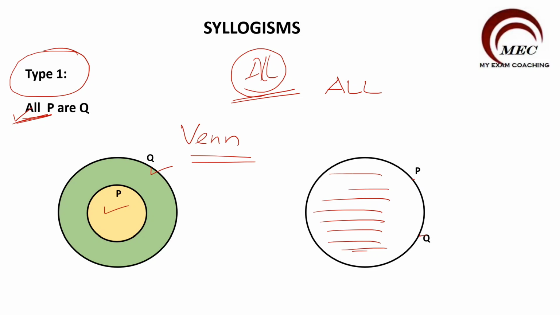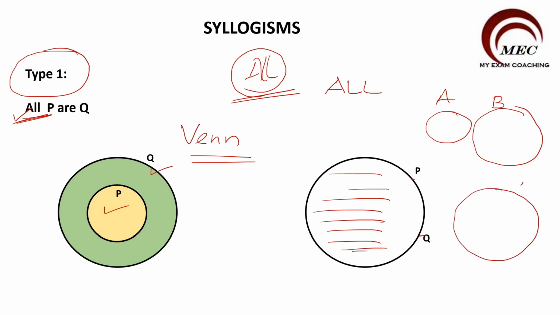For example, let me tell you, we have A and B. A is this circle and B is, suppose, a big circle, and I am telling you all A are B. All A are B means B will be outside, that is B, and A will be inside. What does it mean? It means whatever is there in A, all A, that comes under B.